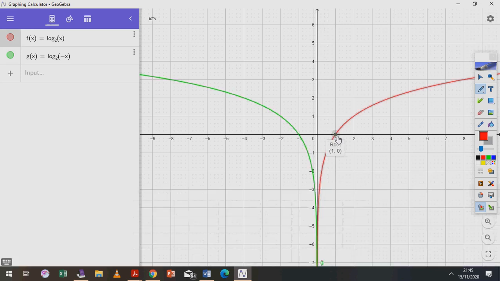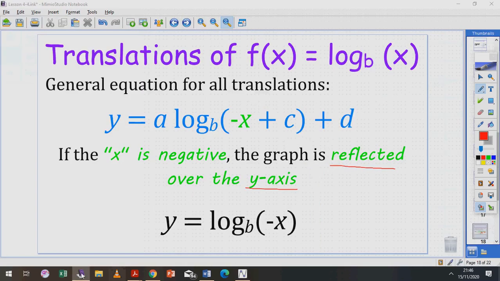And I hope you can see that this point, (1, 0), has now become (-1, 0). Another point which would have been important is this key point here: x is 2, y is 1, has now become x is negative 2, y is still 1, reflected over the y-axis.